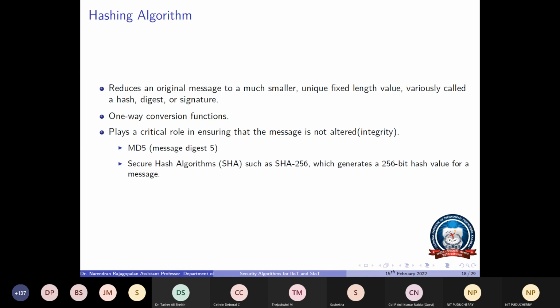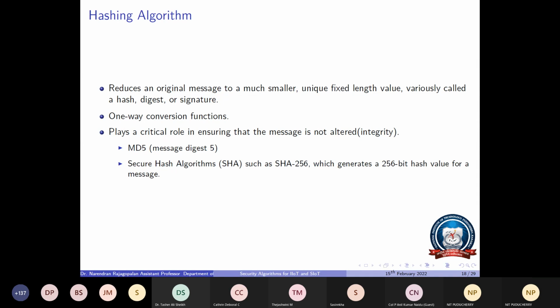Next is the hashing algorithm. Most of you would have heard about message digest or secure hashing algorithm, SHA-128, SHA-256. Basically, hash algorithms tend to generate a fixed size message from any length of text, which we call a signature or a hash key. And this is a one-way conversion function. Basically, from that plain text, you can arrive at a hash value. From that hash value, you can never go back to the text at all.